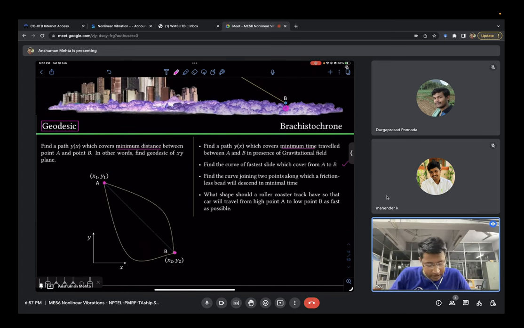Next is find the curve joining two points along which a frictionless bead can descend in the minimum time. Again, this is the same as the fastest slide, and it can also be reframed as: what shape should a roller coaster track have so that the car travels from high point A to low point B as fast as possible? You can ask these questions in any of these ways. The main thing is minimum time, the fastest slide, as fast as possible. Here all the terms are for minimum time. Previously everything was minimum distance.